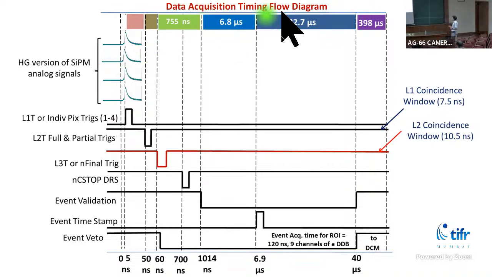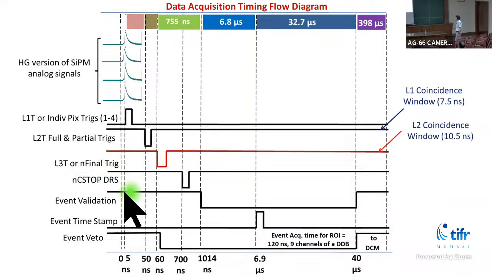This is the data acquisition timing flow diagram. Suppose the SiPMs are seeing the light at the same time. Then the level 1 trigger signals are generated in about 5 nanoseconds. Then level 2 trigger signals for these 16 clusters are generated in 50 nanoseconds, and the final trigger signal will be generated within those 50 nanoseconds.